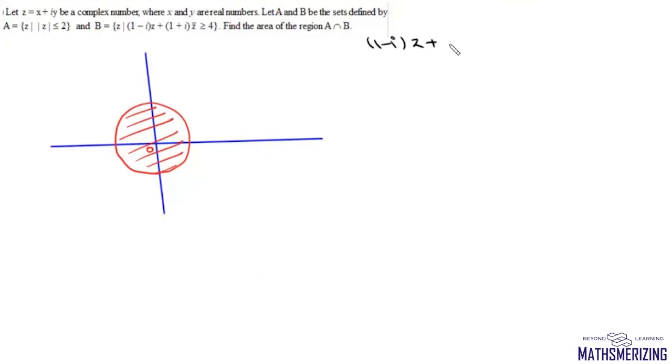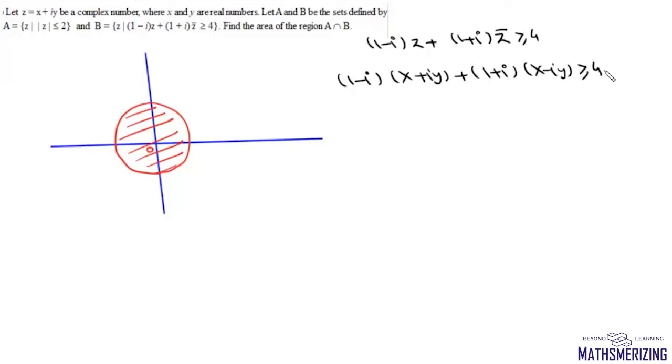1 minus iota z plus 1 plus iota z bar. It is greater than or equal to 4. Now we can write this as 1 minus iota and it is x plus iota y, and it is 1 plus iota and x minus iota y, it is greater than or equal to 4. Now we can write this as x plus y minus iota x plus iota y, and here also it will be x plus y plus iota x minus iota y, it is greater than or equal to 4.